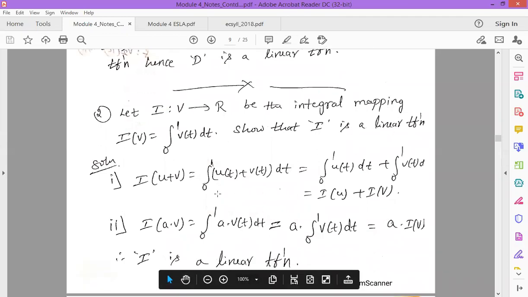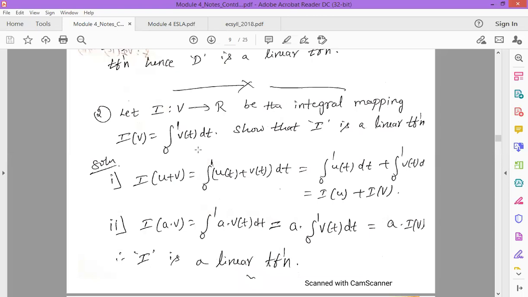Once again, the same operations you are going to apply here. I of u plus v is written as integral 0 to 1, in place of V of t, it is written as u of t plus v of t into dt. Since the plus operation is there, you are going to separate the integrals. That is, you can write it as integral 0 to 1 u of t dt plus integral 0 to 1 v of t dt. This represents I of u plus I of v. So the first condition is satisfied.